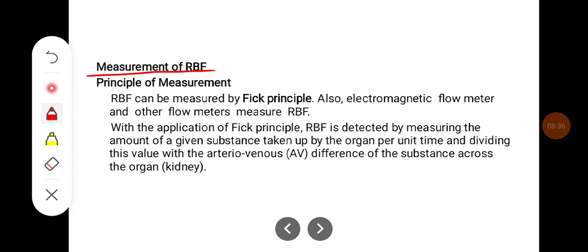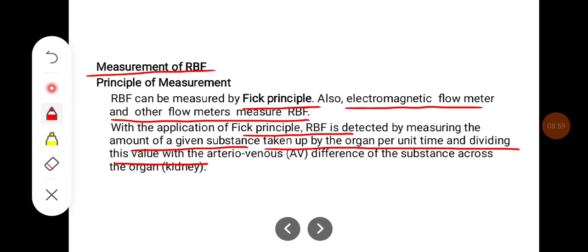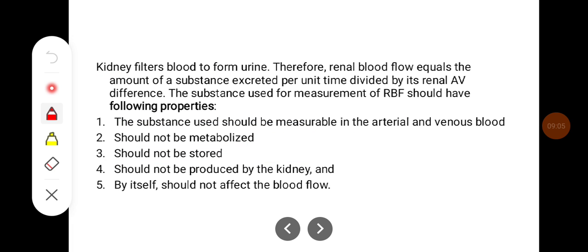How to measure the renal blood flow? The renal blood flow can be measured by Fick's principle. Also, an electromagnetic flow meter and other flow meters measure RBF. With application of Fick's principle, renal blood flow is determined by measuring the amount of a given substance taken up by the organ per unit time and dividing this value by the arteriovenous difference of the substance across the organ, that is, the kidney. The kidney filters blood to form urine. Therefore, renal blood flow equals the amount of substance excreted per unit time divided by its renal arteriovenous difference.